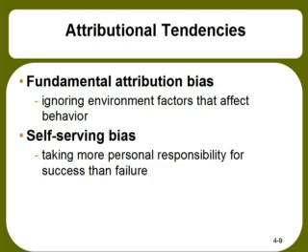Understanding attribution tendencies can help us understand how perception can be distorted. Fundamental attribution bias is a process where an individual ignores environmental factors that are affecting behavior and erroneously attributes the behavior to that individual. A self-serving bias is the tendency for individuals to assume more personal responsibility for success and to find outside causes for failure.